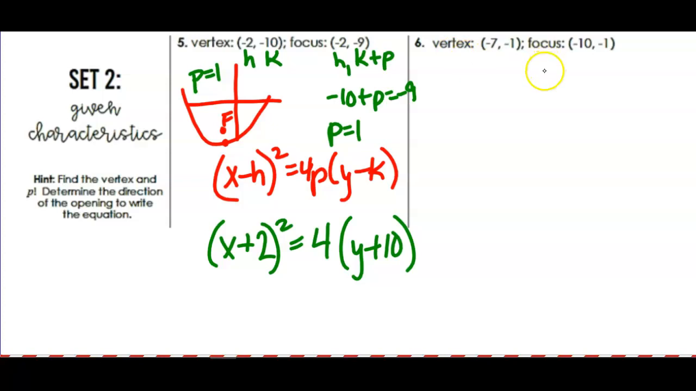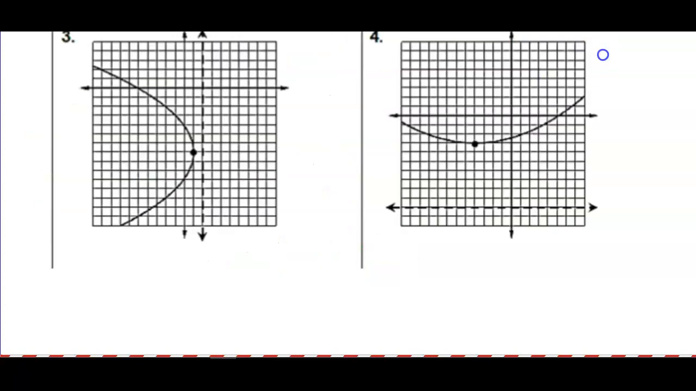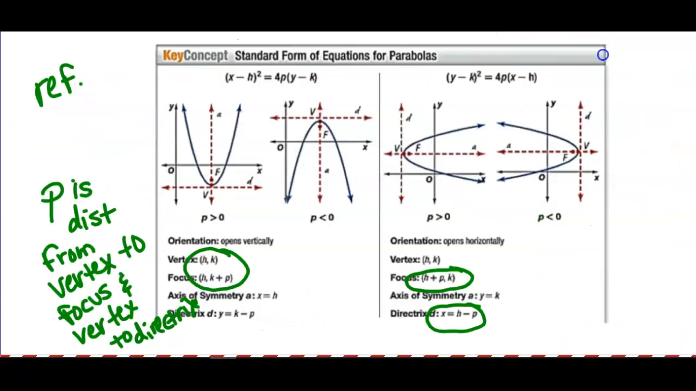All right, let's see if this one lines up a different direction. Left 7, down 1. Left 10, down 1. All right, or you could just say this is H and this is K. This K value stayed the same. Without even graphing it, you could figure out that the K value is what stayed the same. So this one has a focus with the same K value, which makes the focus X value H plus P.